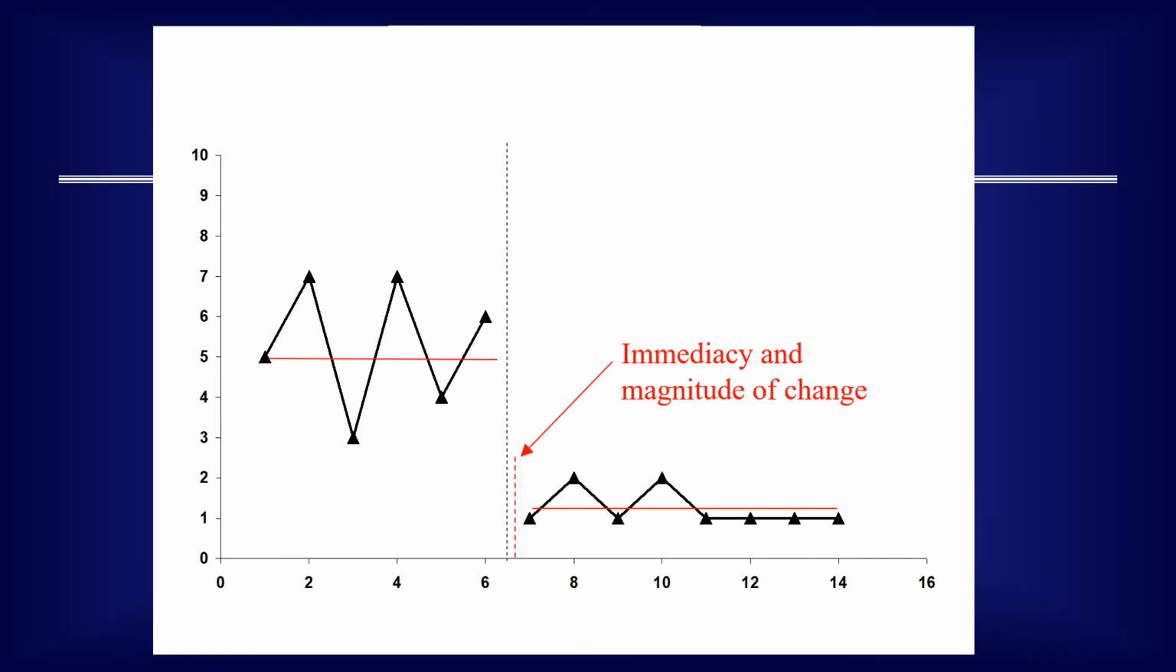Note that the change in the dependent variable between phases will not always be so clear. We have better evidence of a functional relation between the IV and the DV if we see a change immediately following the manipulation, and if the magnitude of the change in the level, trend, or variability is visually significant. If the data series in different phases overlap in some way, the effect is not very significant.